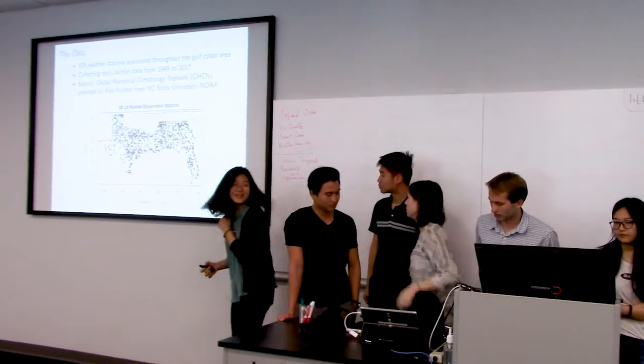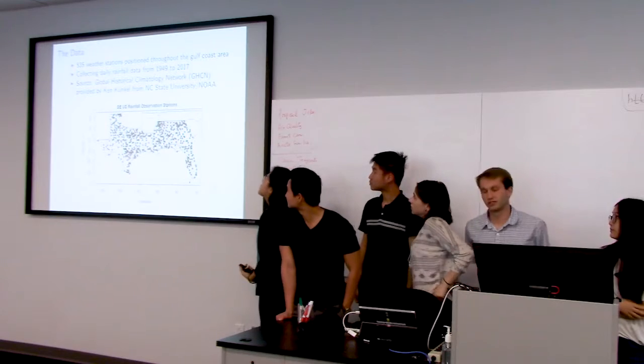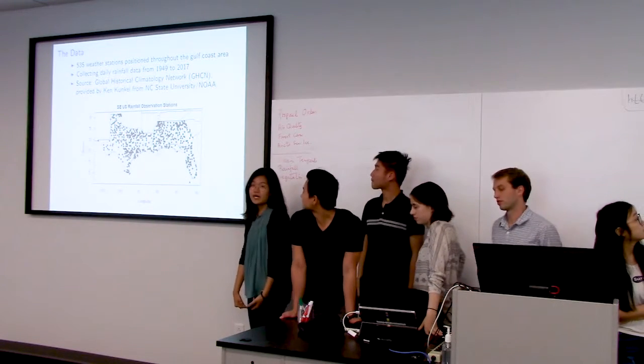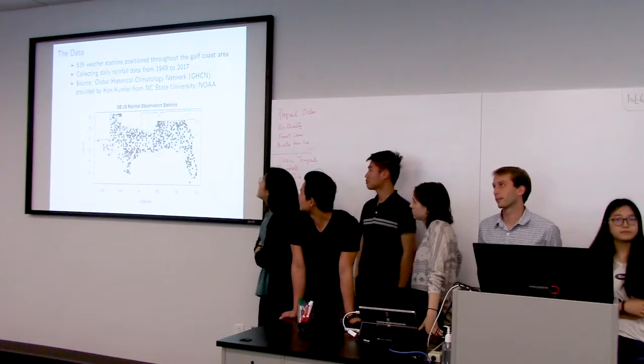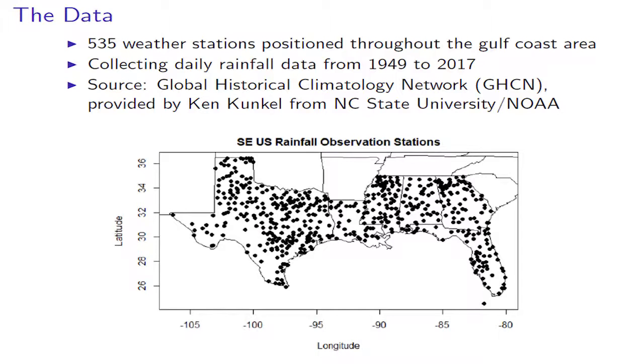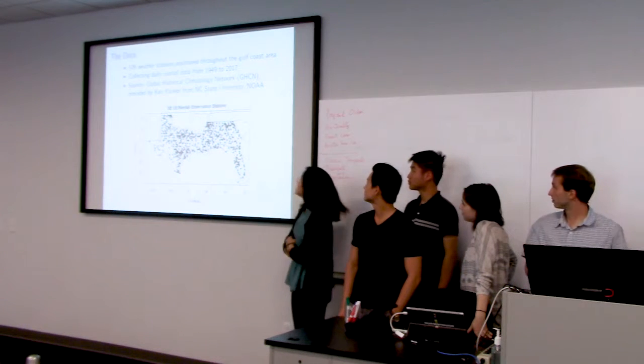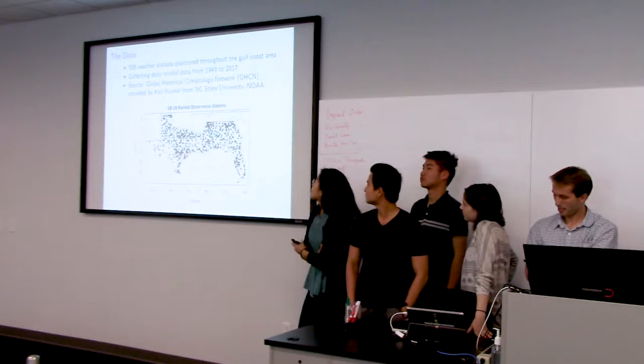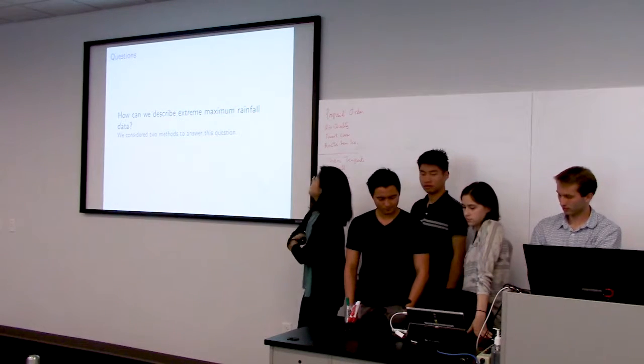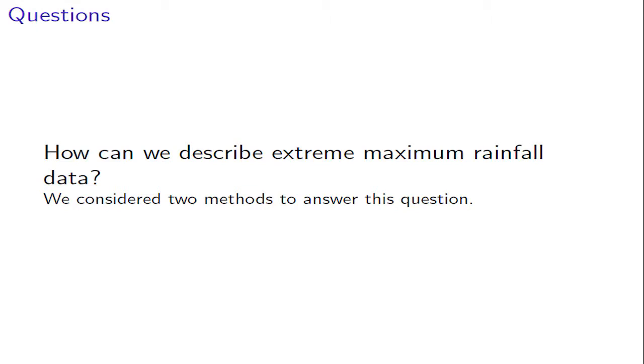Alright, so to give you a brief summary of the data that we used, we had daily rainfall data from 535 weather stations located throughout the Gulf Coast area, and we have daily data from the year 1949 to 2017. And the data was provided by Karen Comfort from NC State University. The general question that we tried to answer was how to describe extreme maximum rainfall data.